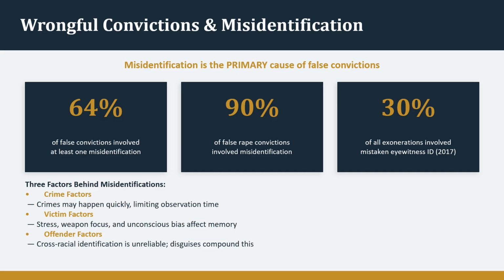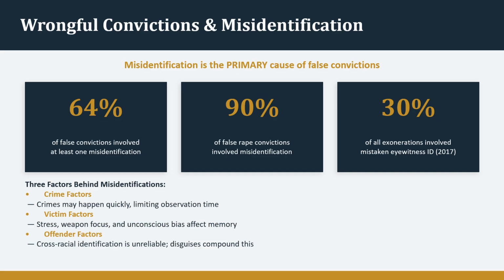Studies of wrongfully convicted individuals consistently find that misidentification was involved in somewhere between 64 and 79% of cases, depending on the crime. For sexual assault cases specifically, the figure is around 90%. According to the National Registry of Exonerations, mistaken eyewitness identifications were a contributing factor in roughly 30% of all exonerations in 2017 alone. And the racial disparities are stark. Inaccurate eyewitness identifications were present in 79% of sexual assault exonerations involving African Americans, compared to 51% involving white Americans.